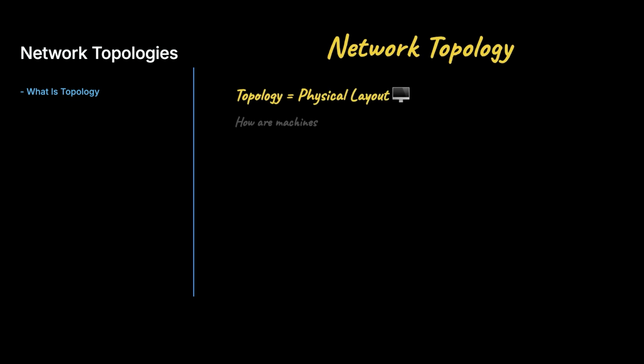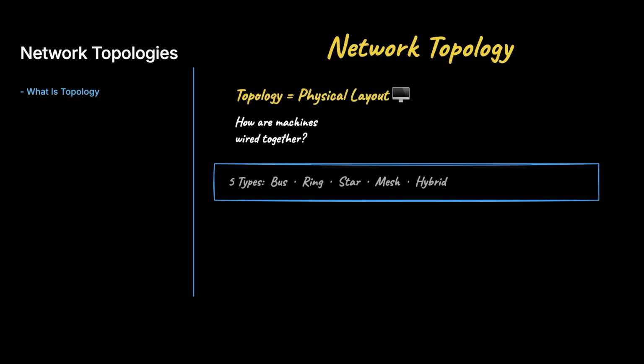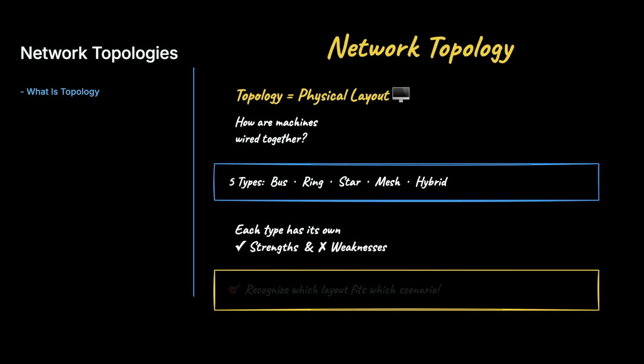Let us talk about network topology. Topology refers to the physical arrangement, the actual geometric shape of the computers in a network. In other words, how are the machines laid out and wired together? The course covers 5 main types, and each one carries its own strengths and weaknesses you will need to recognize.